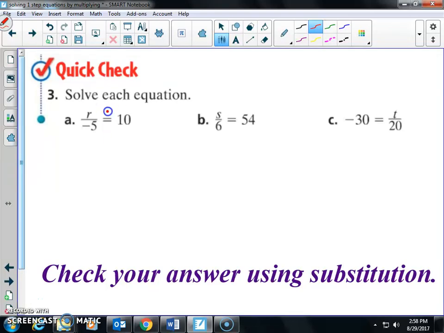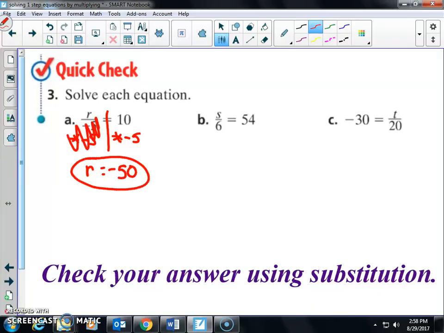So in letter A here, I'll cut it down the middle for those of you who need to do that. The fraction bar I know means divided by. The inverse of division is multiplication. If they divided by negative 5, I have to multiply by negative 5. Divide by negative 5 and multiply by negative 5 will cancel, leaves me with r. 10 times negative 5. I think that r equals negative 50. I'm almost sure I'm right.